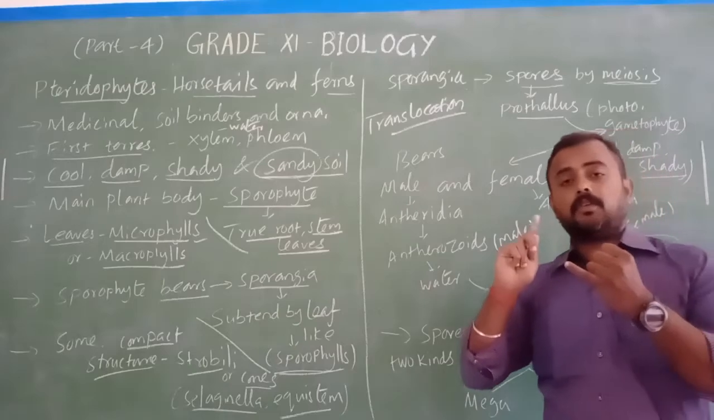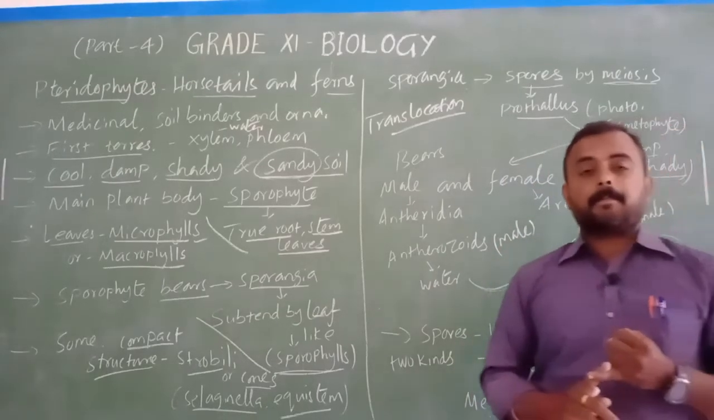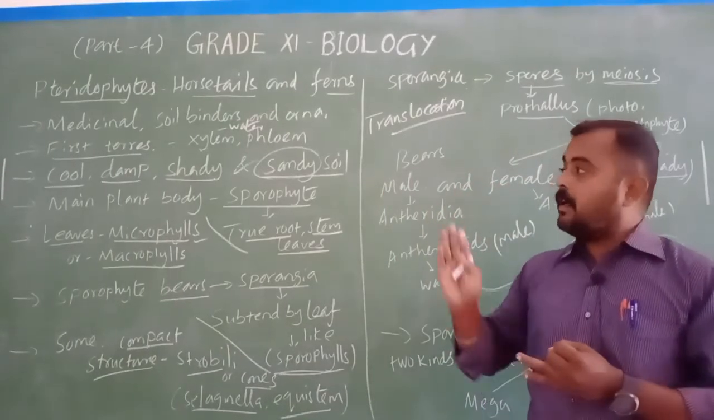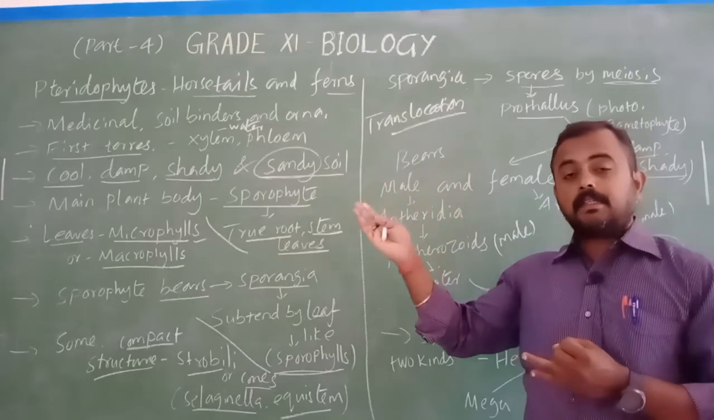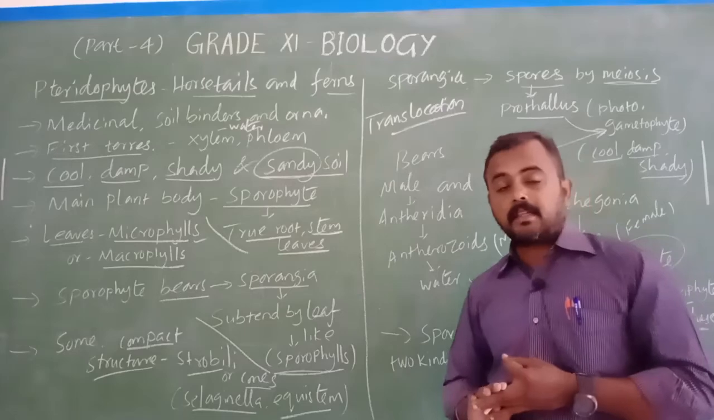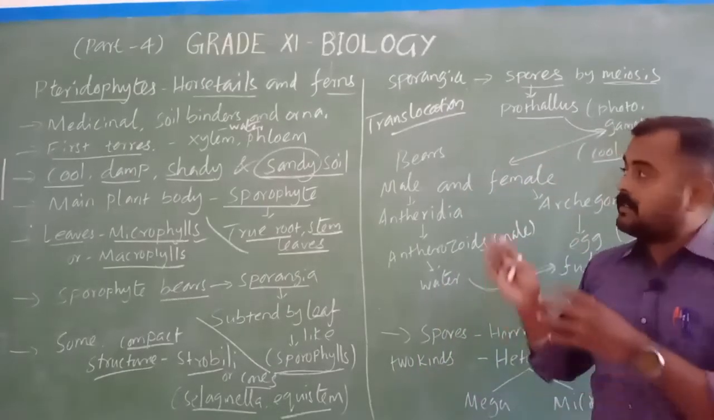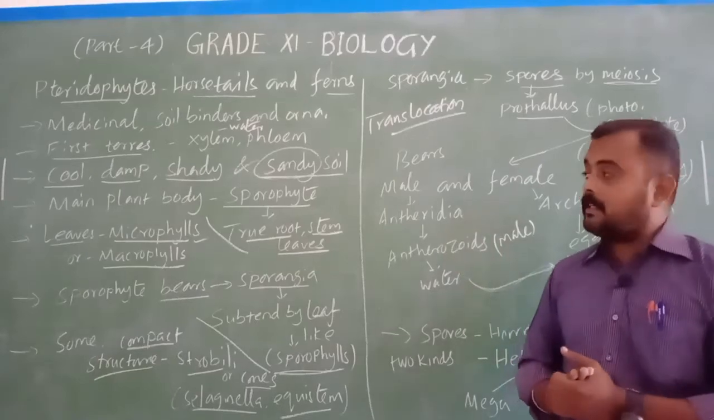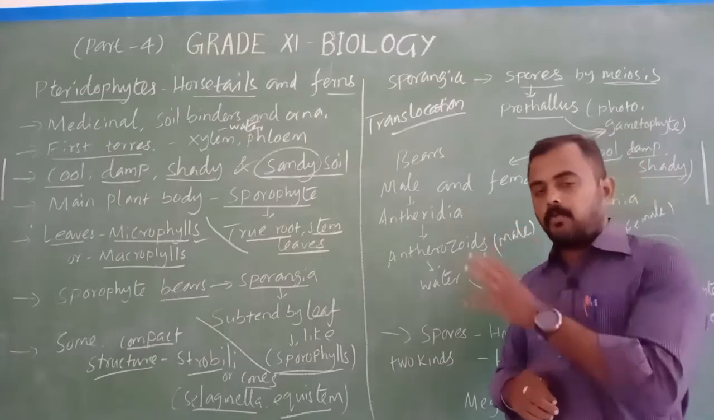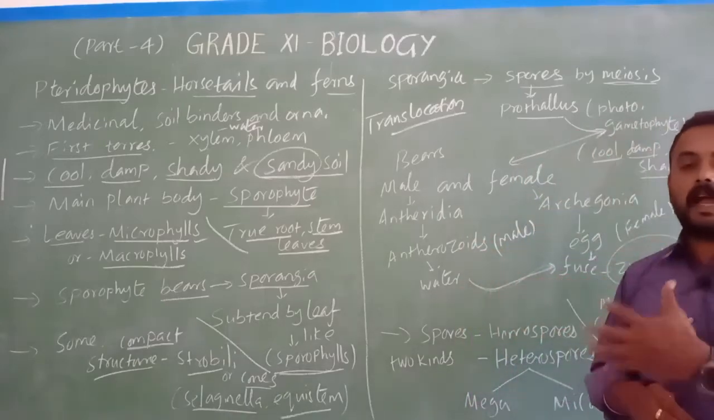First, you should be clear where it is living. Then, what are the uses of pteridophytes? Whether it is living in terrestrial or aquatic. It lives in terrestrial. Then, vascular system is present, that means xylem and phloem are present. The main plant body is what? That means sporophyte. In the sporophyte only, the remaining things are happening.